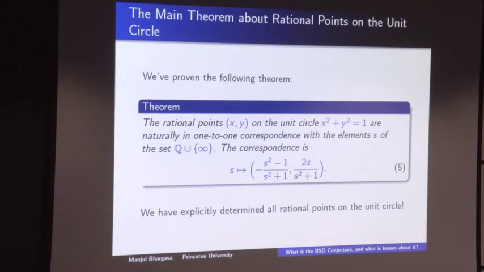Okay, and that's the correspondence. And we've explicitly determined all rational points on the unit circle. In other words, we've solved a quadratic equation in two variables, and we found all the rational solutions. And there's nothing special about the circle, about that polynomial x squared plus y squared. This procedure could have worked on any conic, any degree 2 polynomial in two variables, to find all the rational solutions.